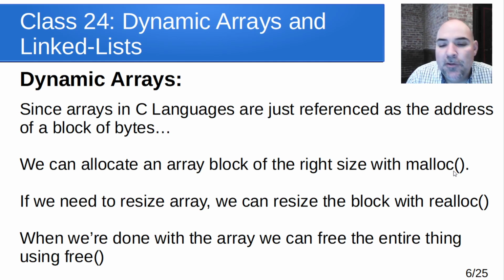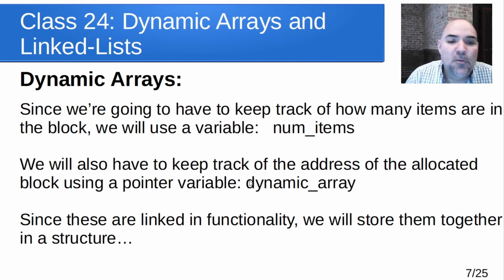The only advantage of doing it with malloc instead of statically allocating it is that we can then use realloc later to make it a bigger size, or realloc later to make it a smaller size, or when we're done with it, we can free it up and not have it consuming memory for our application when we don't need it to. Okay, so we're going to have to keep track of how many items are in the block. We're going to use a variable for that called num_items. And we're also going to have to keep track of the address of that block, so we're going to use a variable to store that.